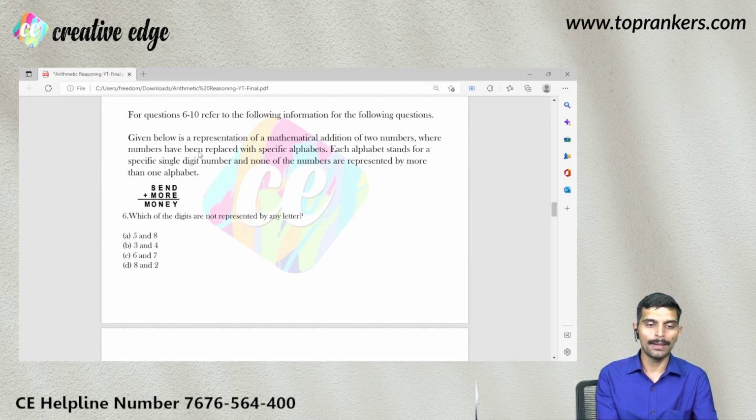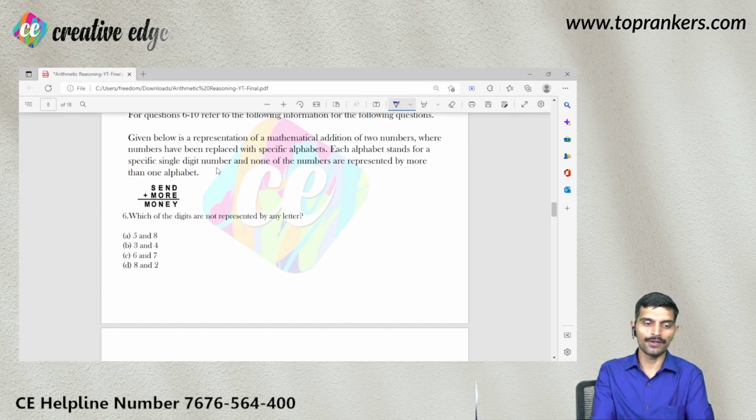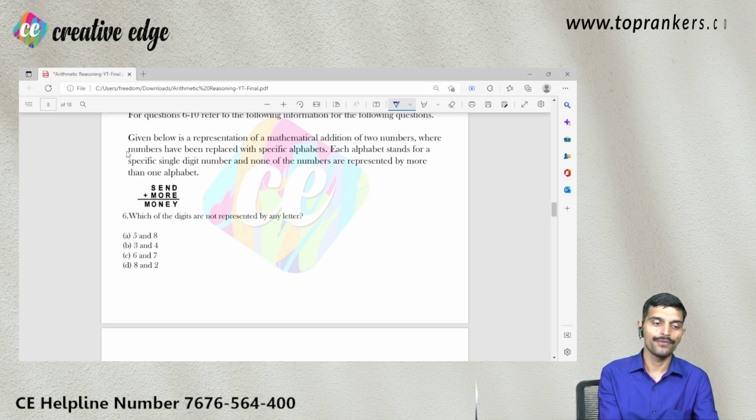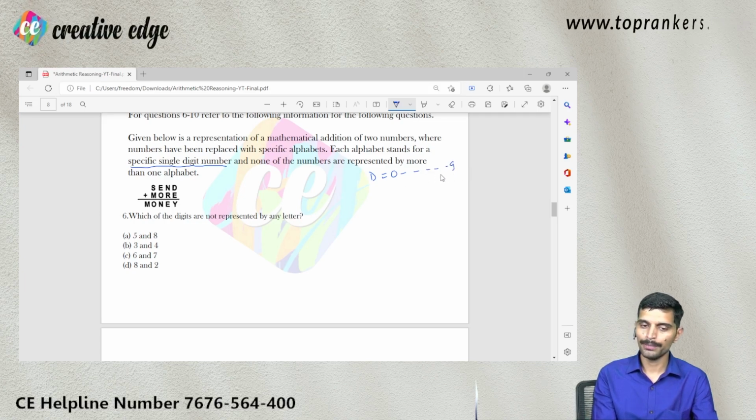So this is an alphanumeric kind of situation. We have certain alphabets, and each alphabet is replaced by a digit. It says, given below is a representation of mathematical addition of two numbers, where numbers have been replaced with specific alphabets. Each alphabet stands for a specific single digit number, right? Say D. So D can have any value from 0 to 9 because it is a single digit number. That is overall 10 numbers we have, right?